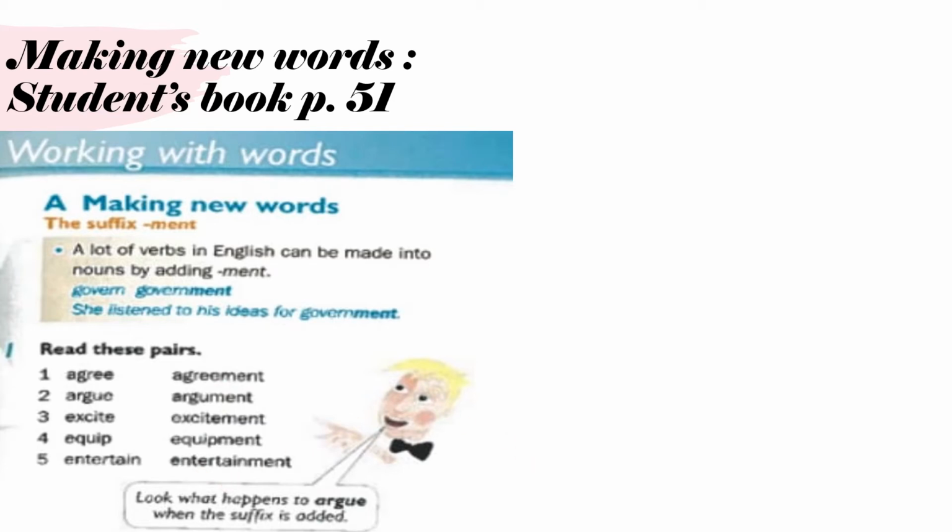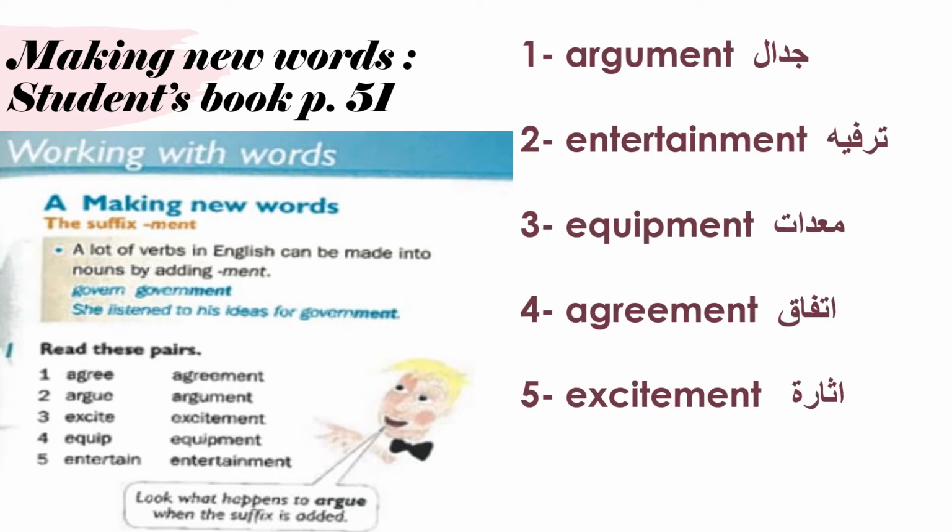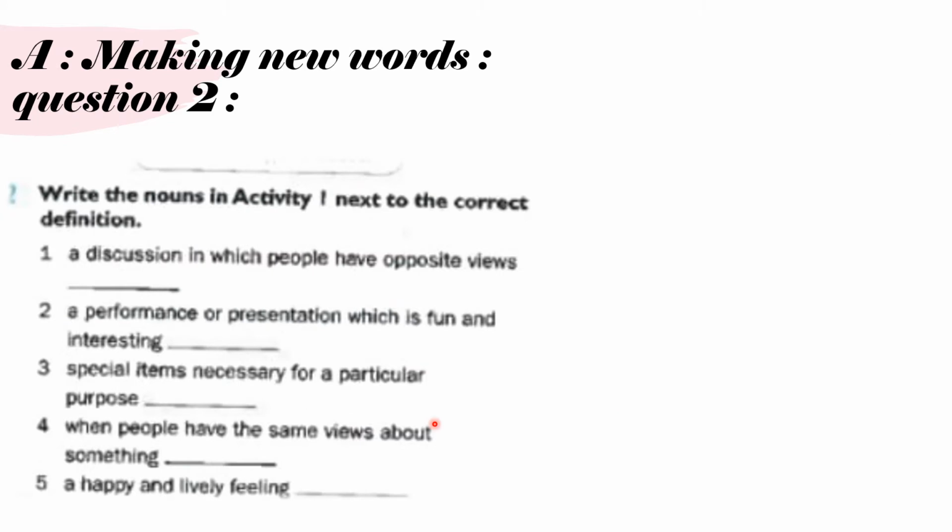Here we have the meanings of these verbs and nouns. Now let's move to question number 2. Write the nouns in activity 1 next to the correct definition. Here we have 5 definitions. We want to write the correct noun next to the correct definition. Number 1, a discussion, نقاش, in which people have opposite views. This is what? Yes, excellent.